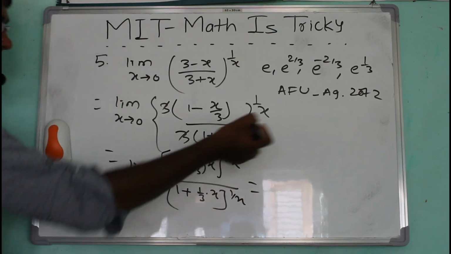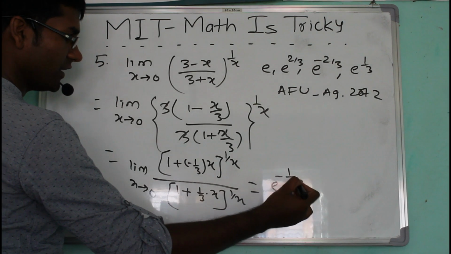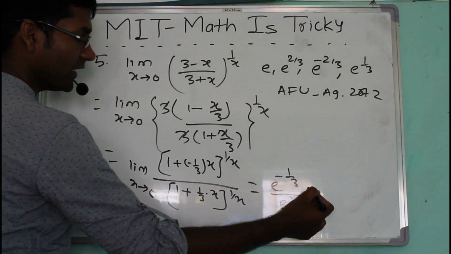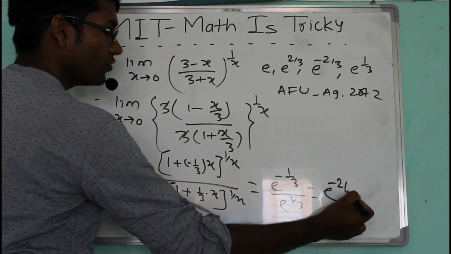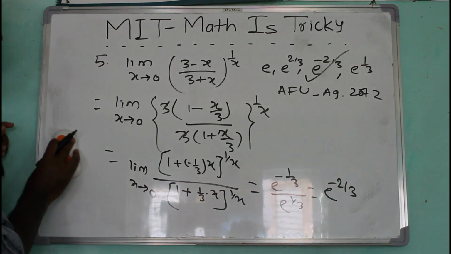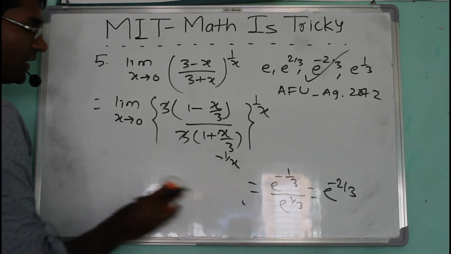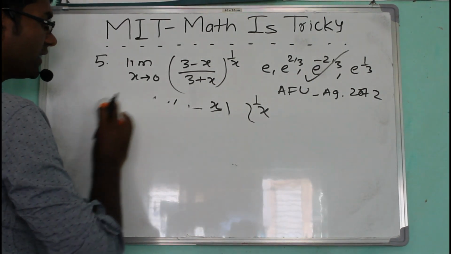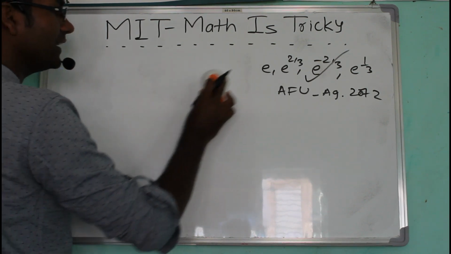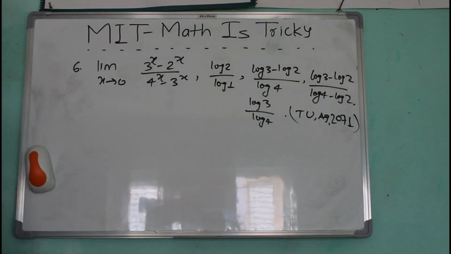By the formula that I discussed, we can simply write e power minus 1 by 3 in the numerator, and in the denominator e power 1 by 3, and that gives e power minus 2 by 3. That's our answer. This is the solution for this type of question, and I hope you are understanding this. In this way we can solve the different types of problems that are asked in different entrance exams.